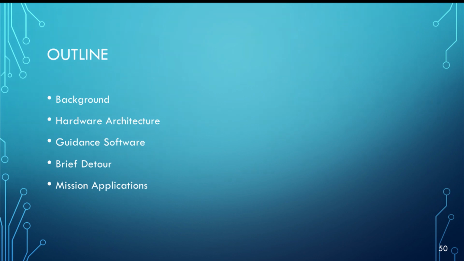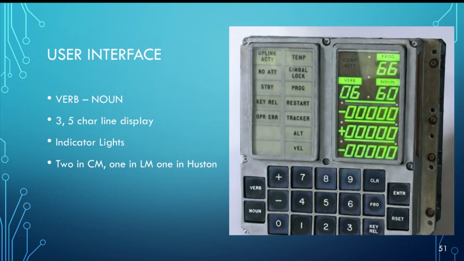Okay. All right, so we'll talk a little bit about mission applications. So again, the user interface, the computer, the astronauts interacted with the DSKY. And it was basically a verb-noun interface. There would be a numeric code for a verb and a numeric code for a noun. And the verb would say the action they want to perform, and the noun would be the data they wanted to perform it on.